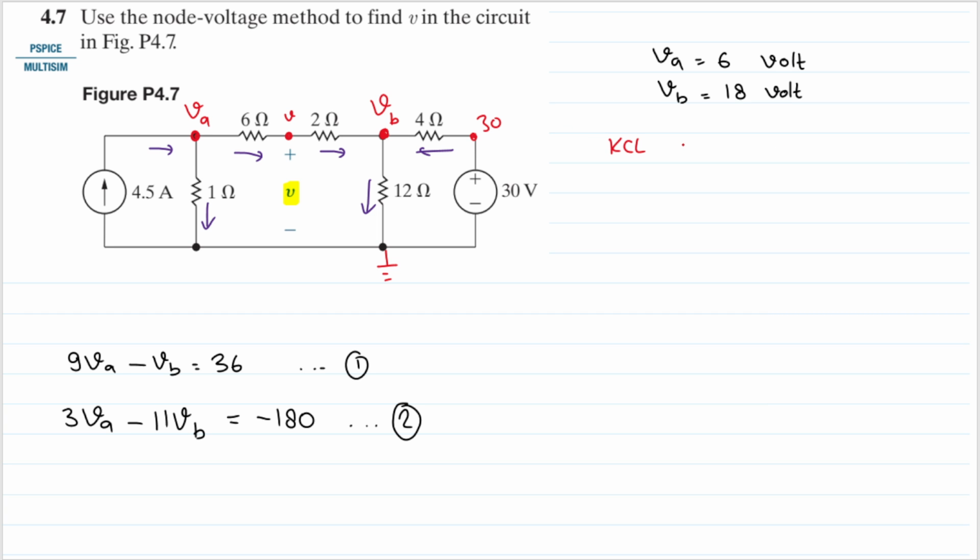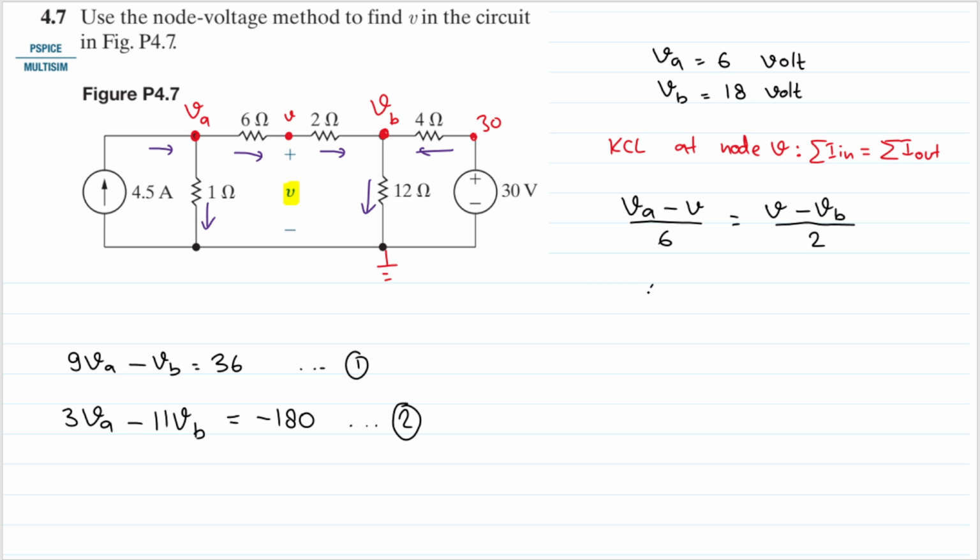KCL at node V. Okay, KCL said that the sum of the current that goes in will equal to the sum of the current that goes out. And we will have VA minus V divided by 6, and that will equal to V minus VB divided by 2.